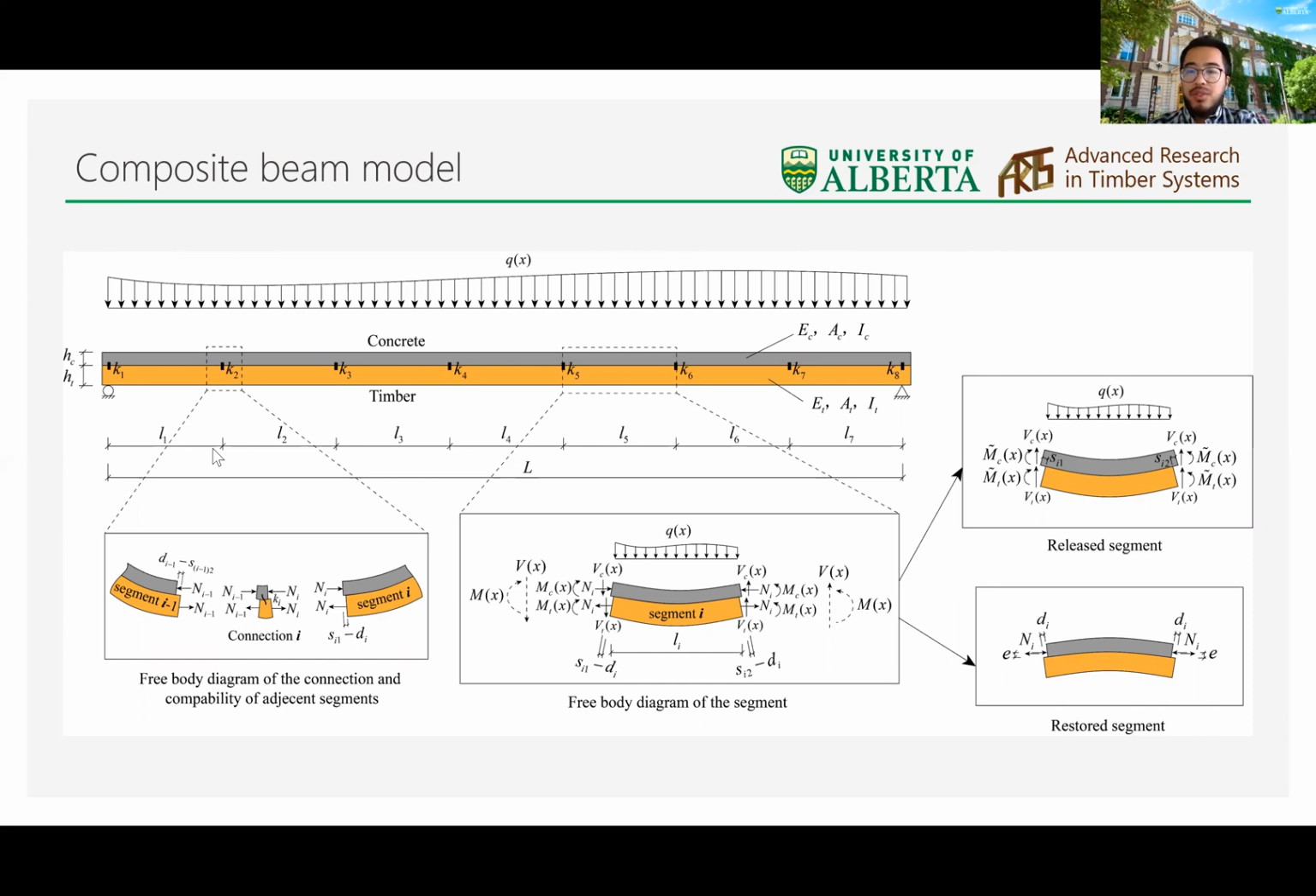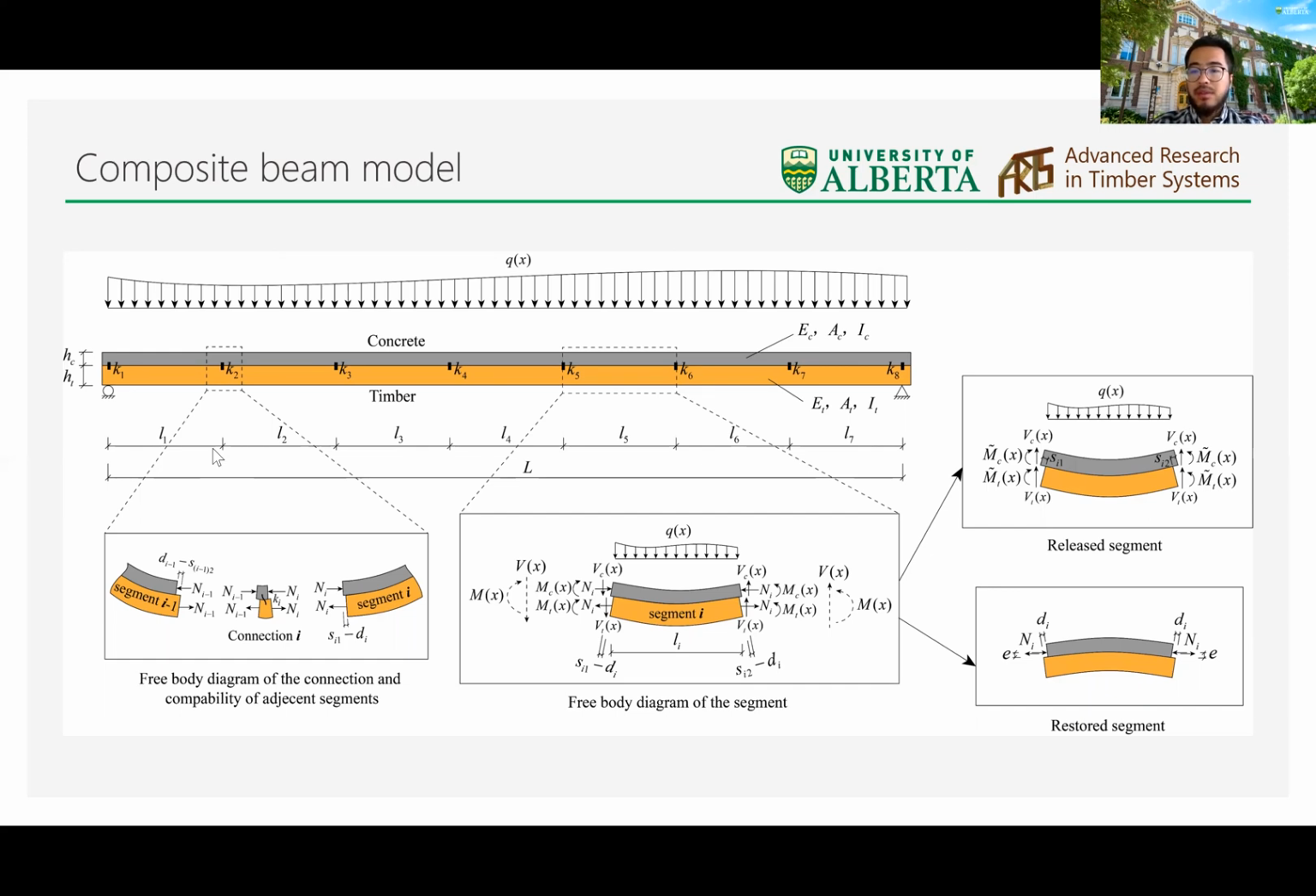Now let's introduce the release and restore method, assuming there is no connection between timber and concrete. So timber and concrete can slide without restriction, and there is no actual forces in timber and concrete. And then we restore the actual forces in timber and concrete caused by the shear connections. Concrete is under compression and the timber is in tension. But to maintain the equilibrium of this segment, the actual forces have to be eccentric about the centers of concrete and timber.